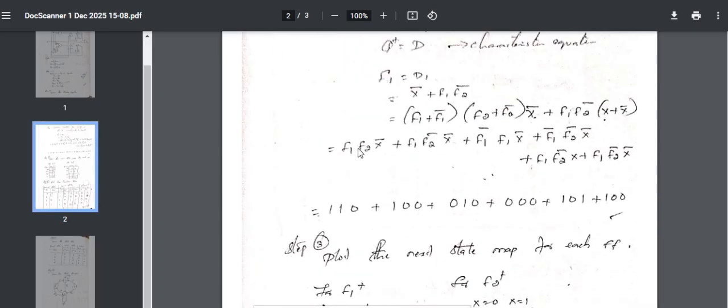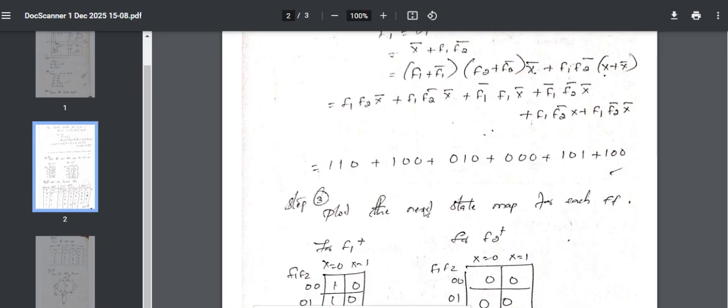We are multiplying it inside and expanding the term, and after expanding we get it like this: F1 F2 X bar, F1 F2 bar X bar. This big term will come. Now this big term is represented in binary like 110, 100. F1 is taken as 1, F2 bar is taken as 0, X bar is taken as 0. Similarly, all the terms are converted into binary. So step 2 is over.